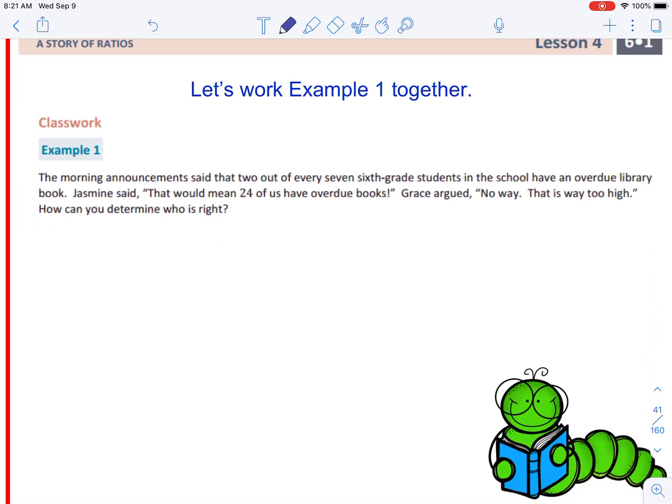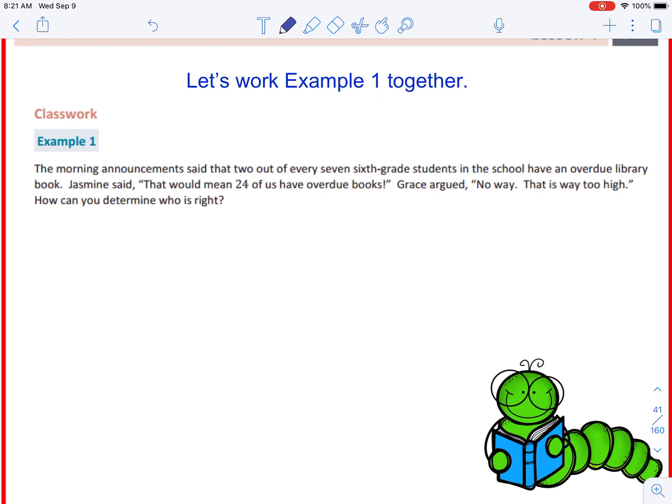So let's move on. Example 1 tells us, the morning announcement said that 2 out of every 7 6th grade students in the school have an overdue library book. Jasmine said, that would mean 24 of us have overdue books. Grace argued, no way. That is way too high. How can you determine who is right?